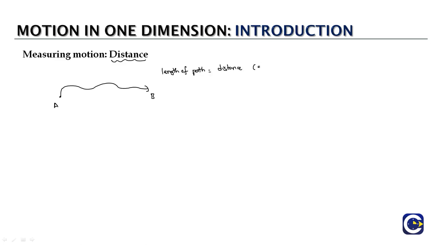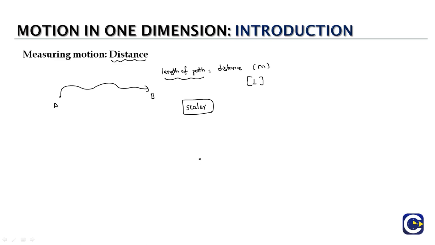And of course, the SI unit of this will be meter. If you talk about the dimensional formula, it will be L. So distance is a parameter to measure the motion of the object. Now distance, since we are only talking about the length, it is a scalar quantity. It just has value and there is no direction associated with it.